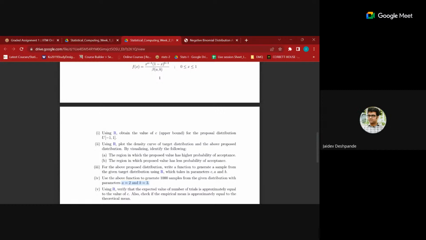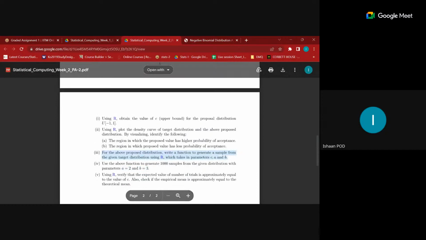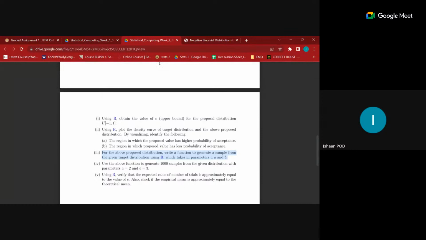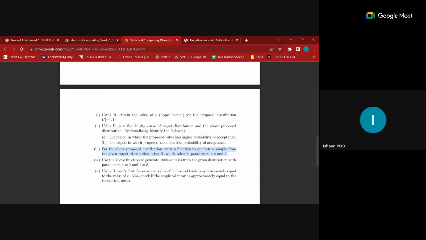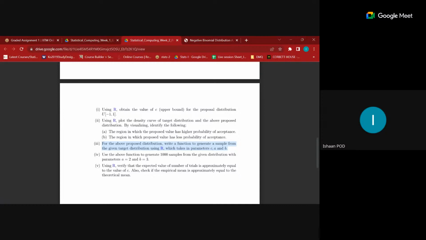Then here you will write a function to generate a sample which will use the values of your parameters A and B along with your upper bound value C, for which you will call the function created in part one. And for the PDF, we will just paste the code snippet, right? Yes, just paste the code snippet and whatever plot outputs you have. Here you are generating 1,000 samples. You need not show all the 1,000. Just print the first 10 and show it in the snippet.